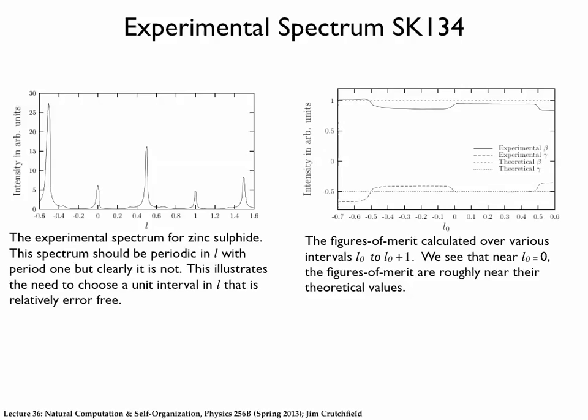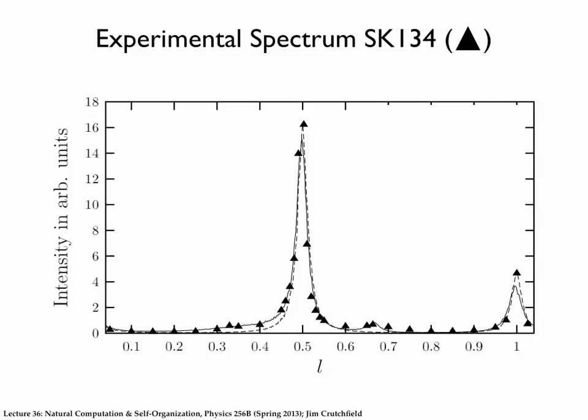Here's an experimental diffraction spectrum, given by the triangles, and I should have shown you this. All I've done is take the last one and break it down to the interval between roughly 0 and a little over 1, and I've now labeled these with triangles. So this is the same one you've seen before, if you just stare at the triangles. Now, I do epsilon machine spectral reconstruction on this experimental diffraction pattern, and this is the result.